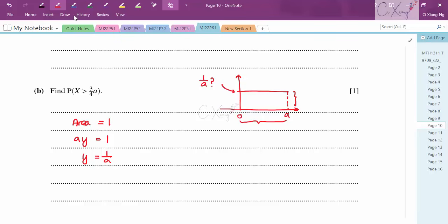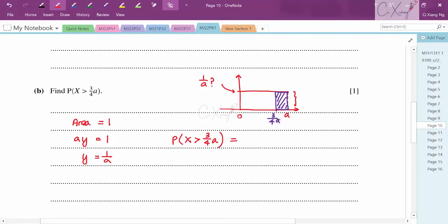All right, now they're asking for the probability that x is greater than 3 over 4a. To get the 3 over 4a, it might be somewhere here. This is 3 over 4, and this is a. So to calculate the probability for x greater than 3 over 4a, we are interested to find out this particular area, purple color. By common sense, I want to find out the area for this purple color.